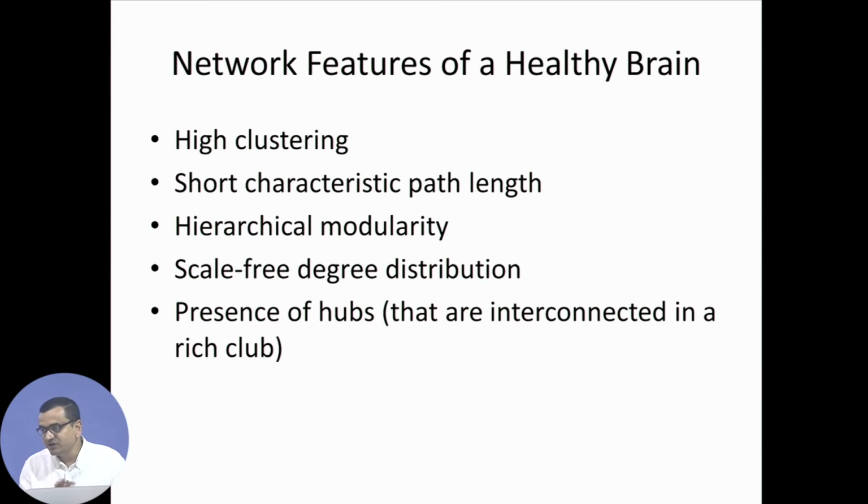And that has been found anatomically, not functionally. By using anatomical tracing data, they identified those regions in the brain which form this rich club. They are densely connected, and also densely connected with each other.